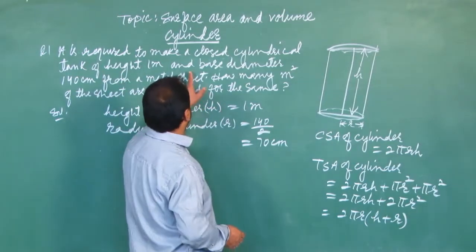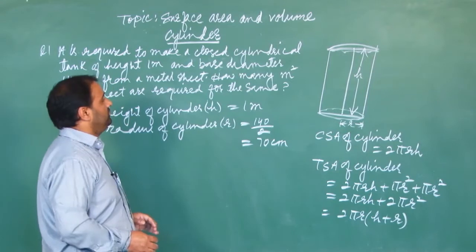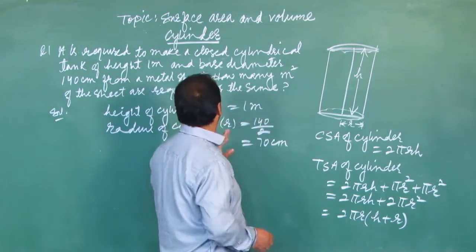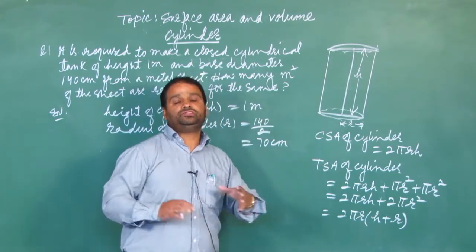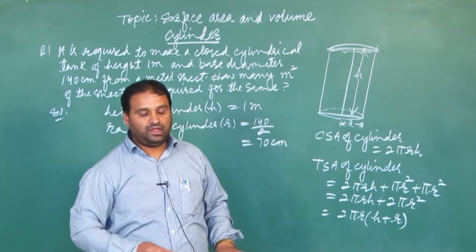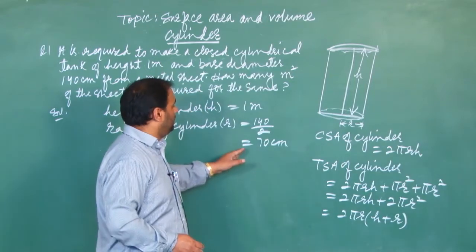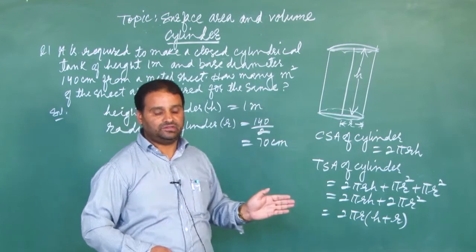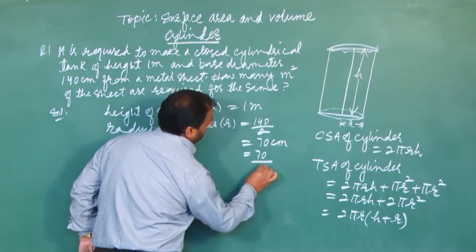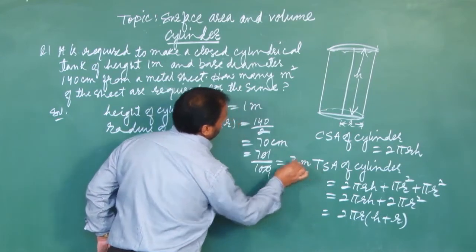Now, if we take a look at the other part of the question, it says how many meters square of the sheet are required for making the same cylinder. That means whatever the total surface area will be, it is to be changed into meters square. So, either you can take the whole question in centimeter square and in the end convert it into meter square, or you can change the radius, that is in centimeters, back to meters. Now, 70 centimeter in meters can be written as 70 divided by 100, because 100 centimeter makes 1 meter. It is 7 by 10 meters.